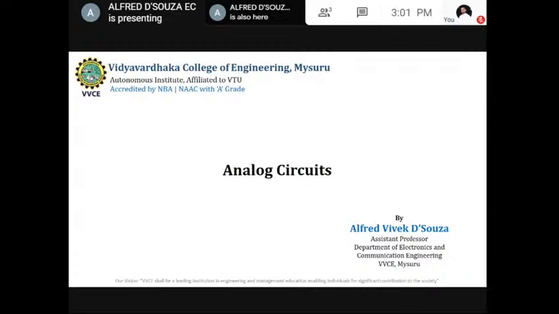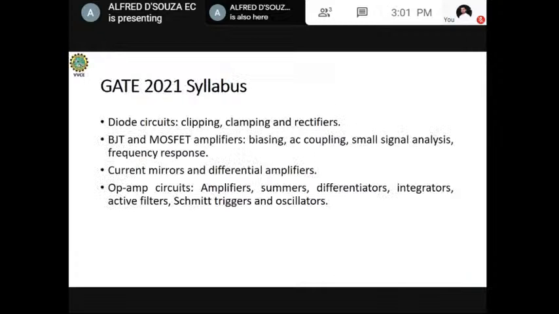Today, in this session, I'll take you through the analog circuits part of the GATE 2021 syllabus. But before we begin, let us have a quick look at the syllabus for the analog circuits part, what is prescribed for GATE 2021.